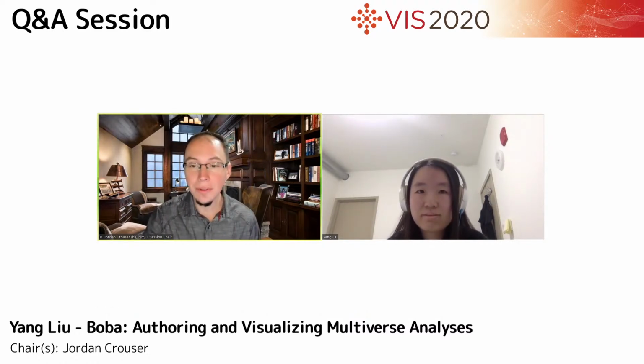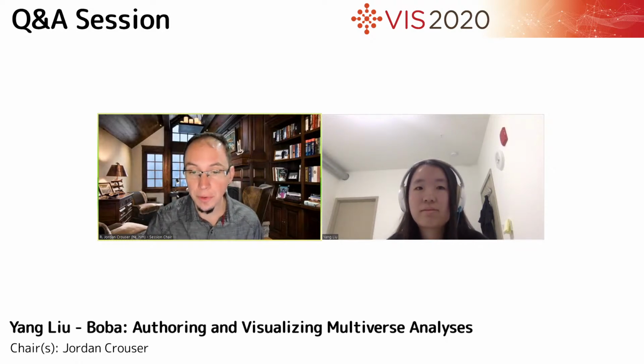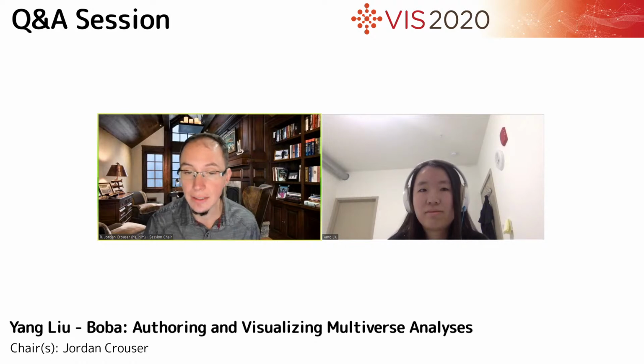I'm here with Yang Liu, and we have a question from Remco, who asks, he's new to this notion of multiverse analysis. How does a user know all of the paths they'd like to explore a priori? Doesn't that defeat the purpose of visual EDA?